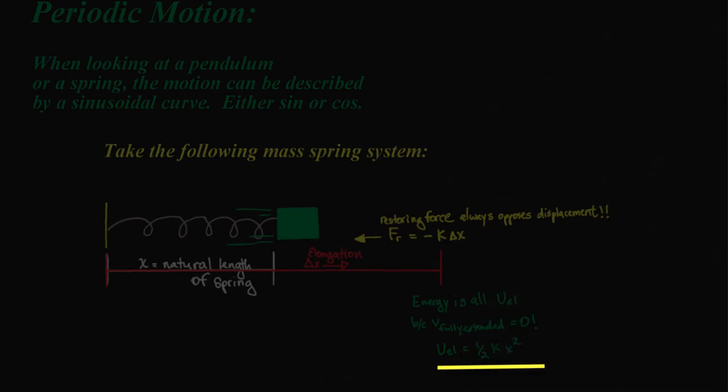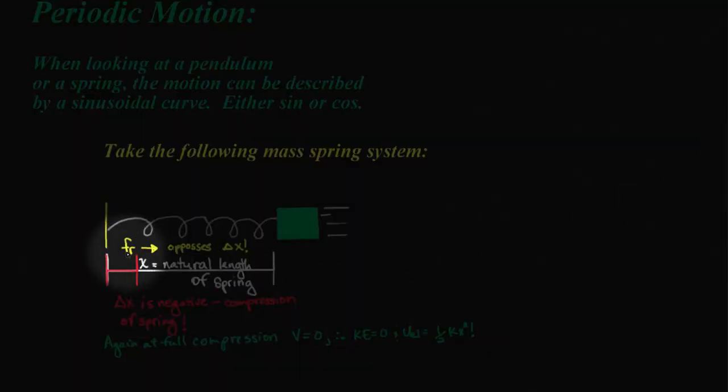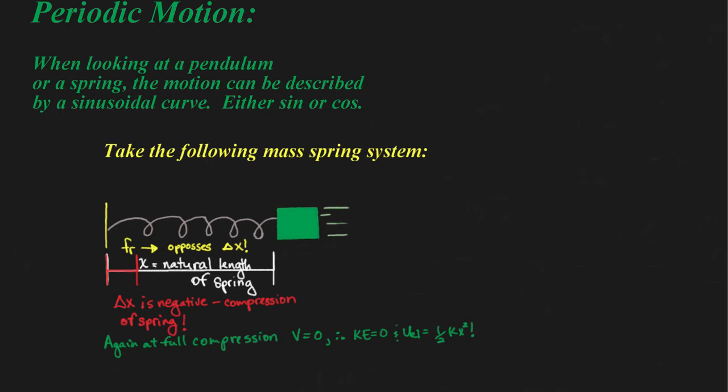And this is just kind of recapping what I said earlier. However, if I compress it, then the restoring force is going to be to the right, and kinetic energy again is equal to 0, and potential energy is 1/2 kx squared. So make sure you just practice some of these.